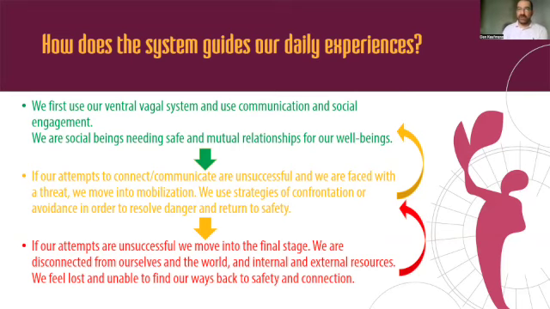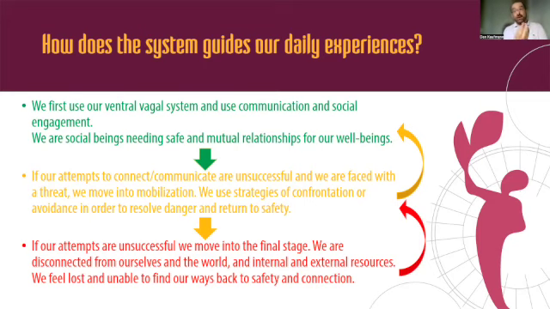As we said, we first start with our ventral vagal, and we use communication, social engagement. We're social beings pretty much. So this is usually where we're at, unless something happens. If there is a danger, we first go into the mobilization phase. We may try to communicate, and if it's not successful, then we feel a threat. If we feel that we can still do something, then we really want to do something. We will use strategies, we confront, or we are able to do something about the situation.